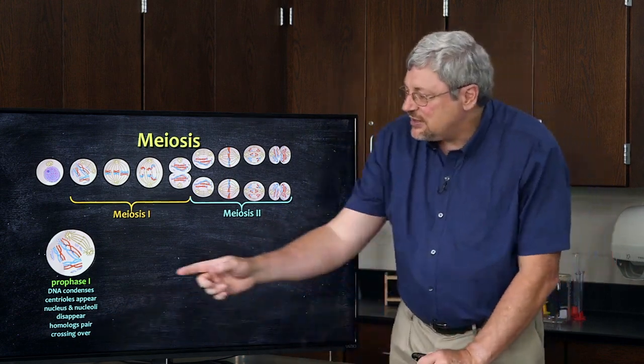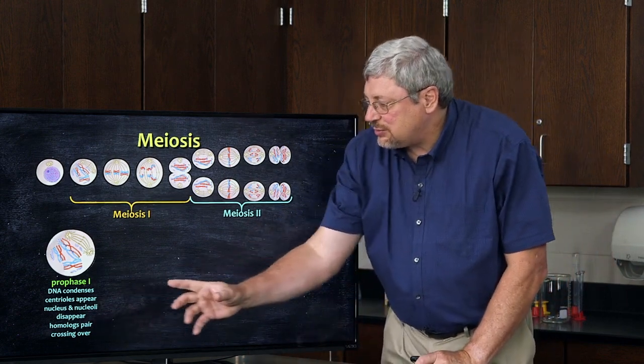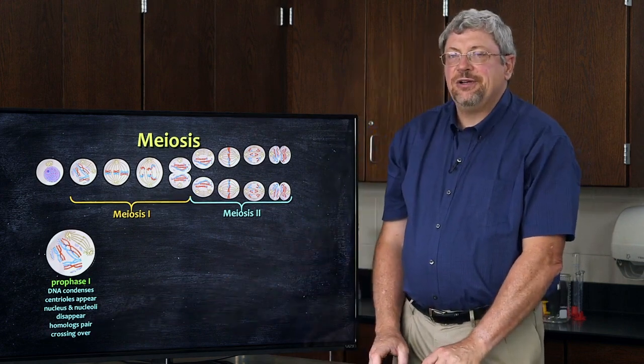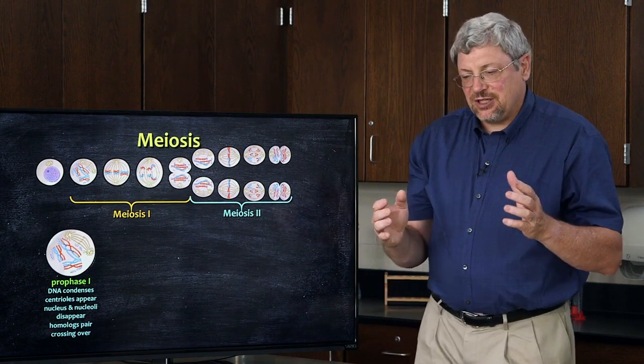There's one thing that's different about meiosis 1, and prophase 1 in particular, than we find in mitosis, and that is that homologous chromosomes pair with each other. Need to explain this a little bit.